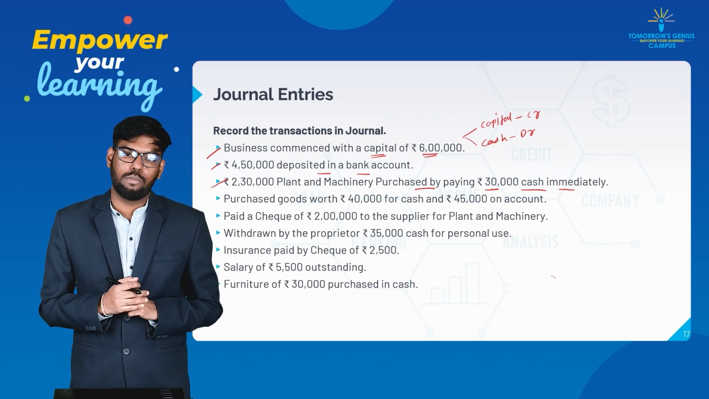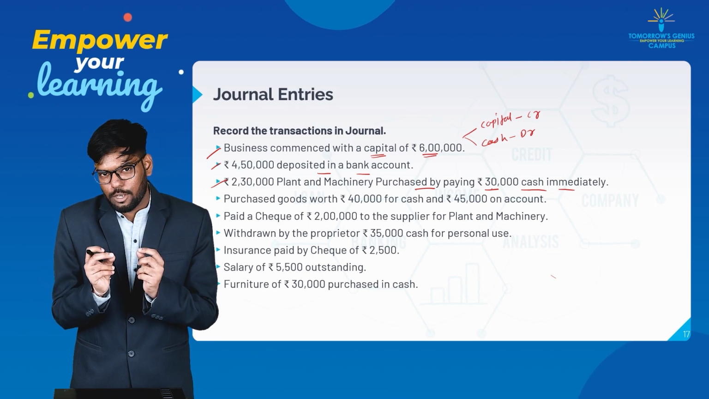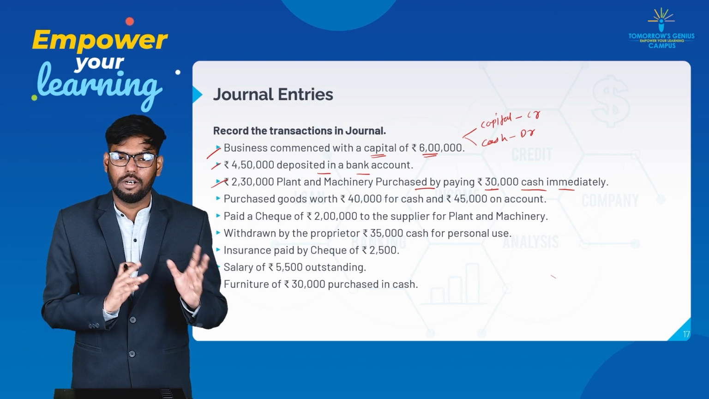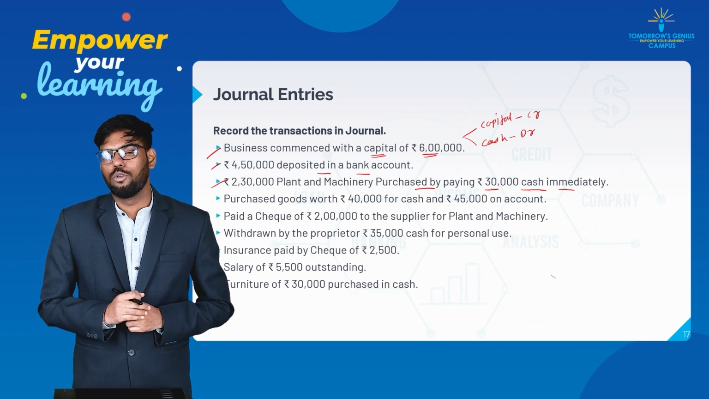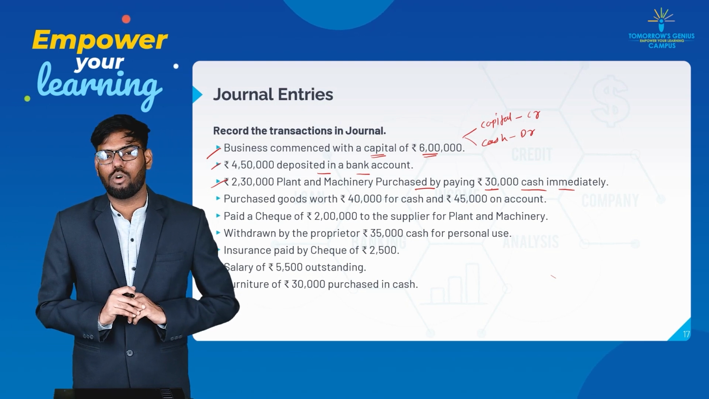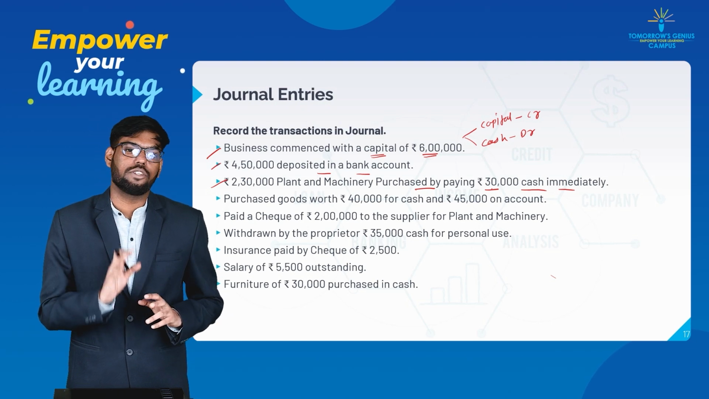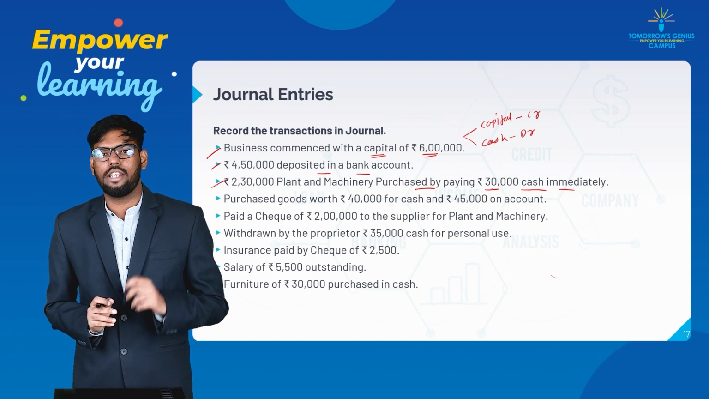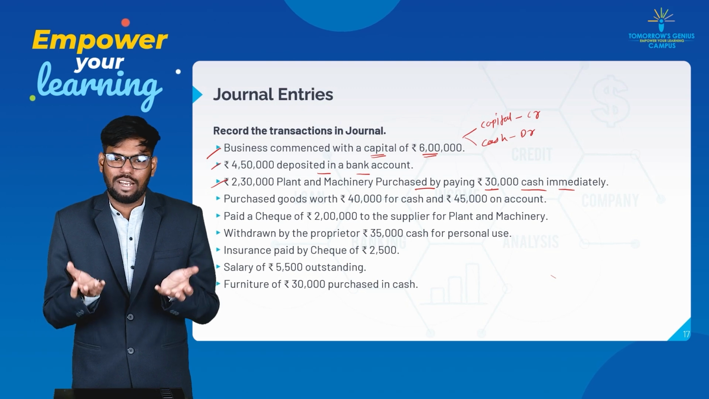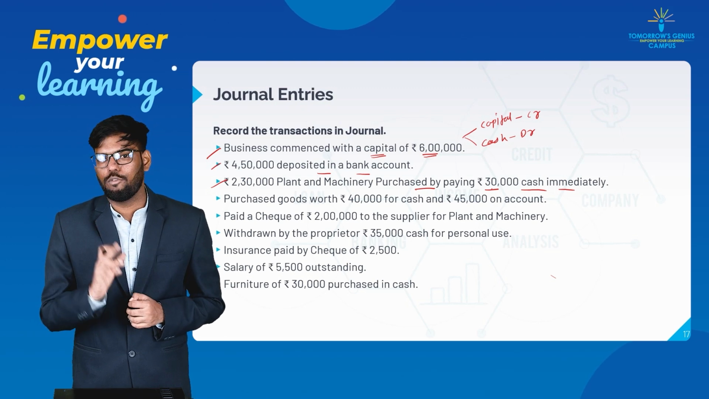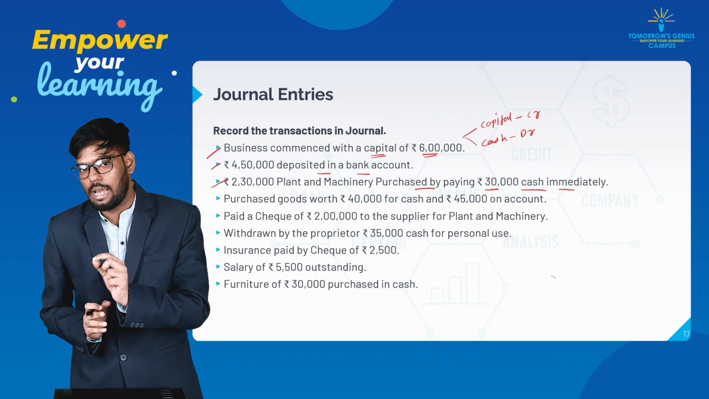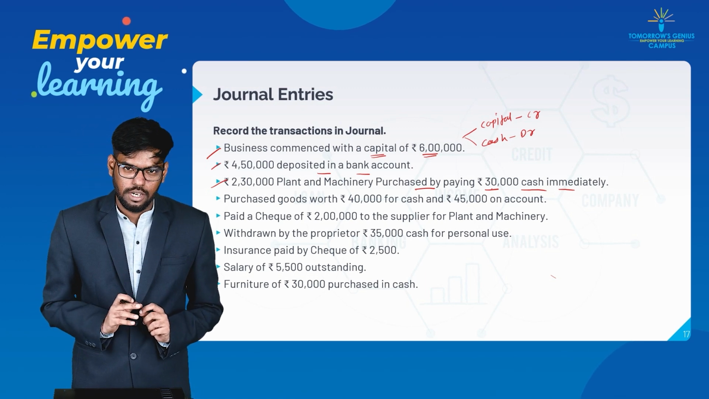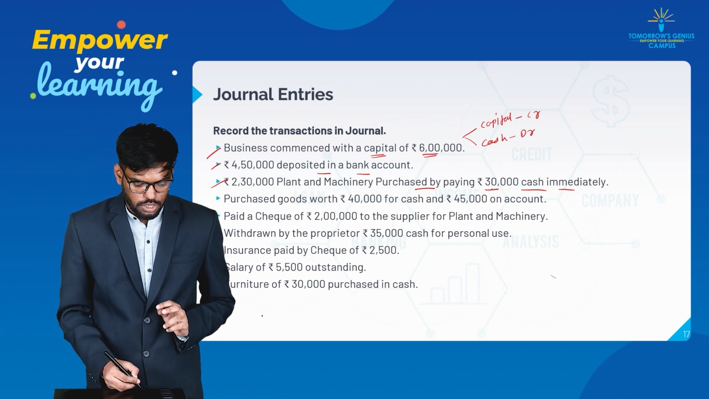So a balance of 2 lakh rupees is still there. So the balance of 2 lakh rupees we have to pay. And the person to whom we have to pay these 2 lakh rupees, the name of the person is not given. In that case, we have to consider it as creditor. And creditor is your liability, right? So your liability will get an increase. Whenever liability gets increased, we have to credit the same. So what will be the journal entry here?